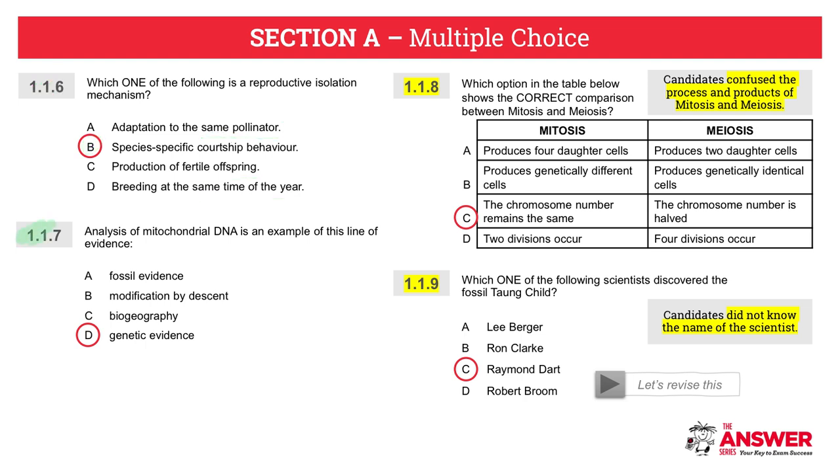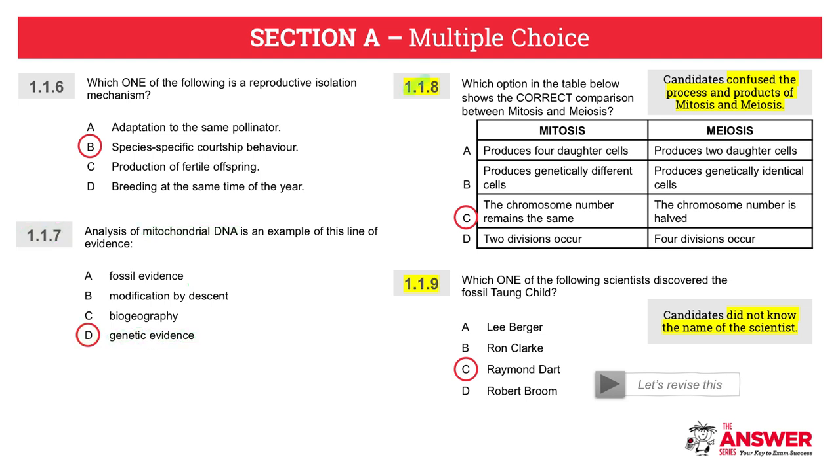Then, analysis of mitochondrial DNA is an example of this line of evidence. Fossil evidence does not have anything to do with mitochondrial DNA. Modification by descent also links to structures and not necessarily DNA. Biogeography has to do with the location of living organisms on Earth. So the only one that actually deals with genetic evidence is D, genetic evidence. And DNA is obviously a genetic evidence.